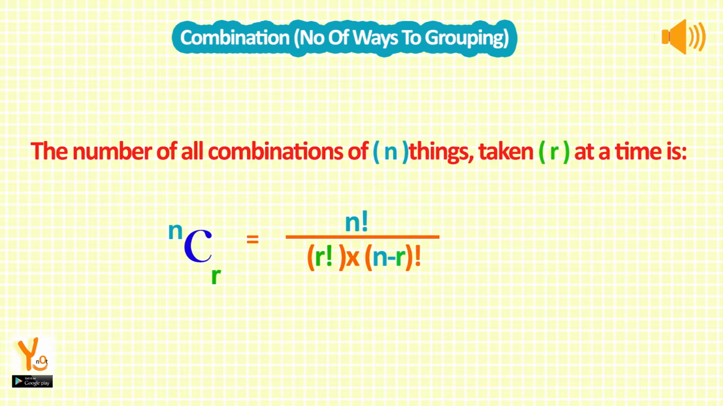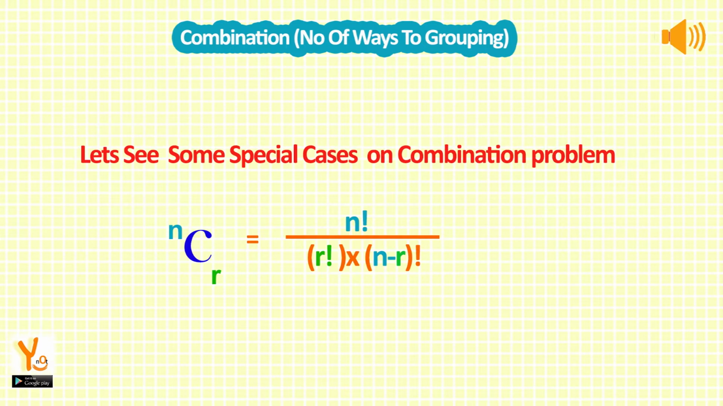In general, we can say that the number of all combinations of n things taken r at a time is nCr. That gives n factorial divided by r factorial into (n minus r) factorial. Let's see some special cases on combination problems.